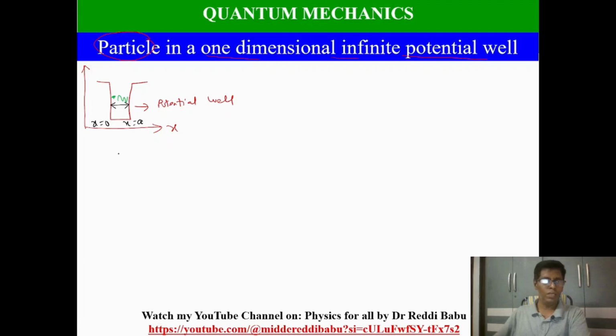Now to derive the equation for this particle in a one-dimensional potential well, we have the Schrodinger time independent wave equation, that is d square psi divided by dx square plus 2m by h cut square into (E minus V) into psi is equal to 0. This is equation number 1. This is called the Schrodinger time independent wave equation. How to get this equation? You can go back to my presentations, you can get a clear idea about this derivation.